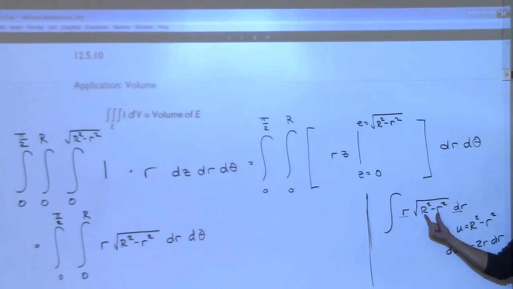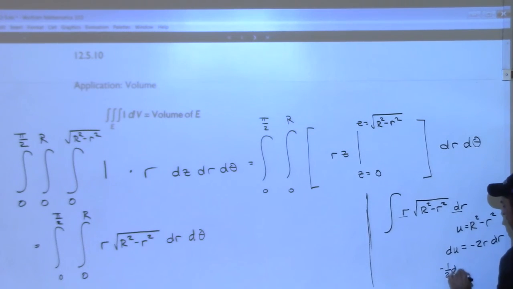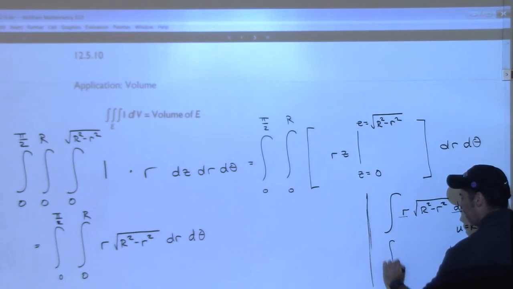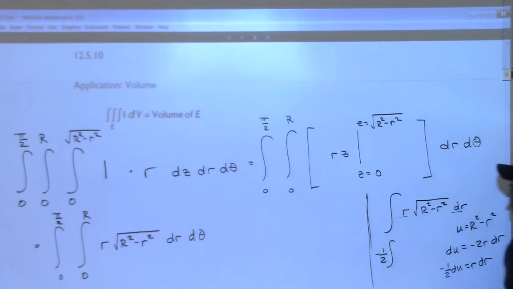So we're going to let that be u. This is our derivative, but we're off by a constant. So I have to scale this thing by negative 1/2. So negative 1/2 du equals r dr. So when I rewrite the integral, I have a negative 1/2 that comes out. r dr becomes du, and the root here becomes root u, right?